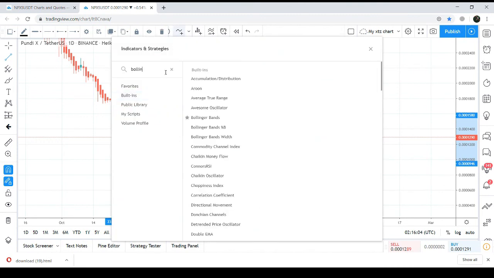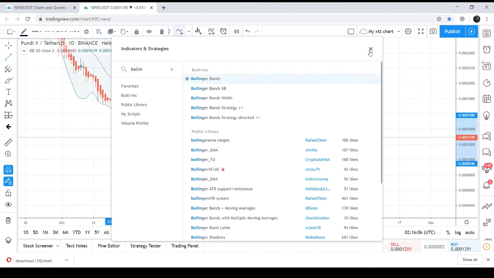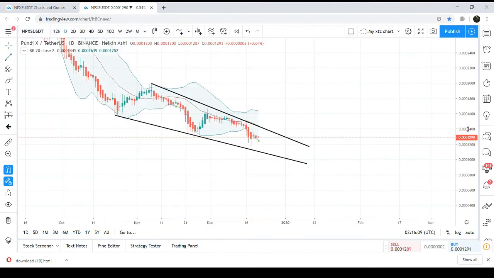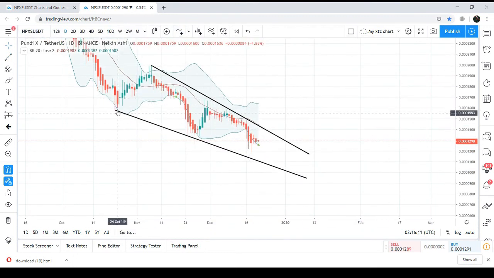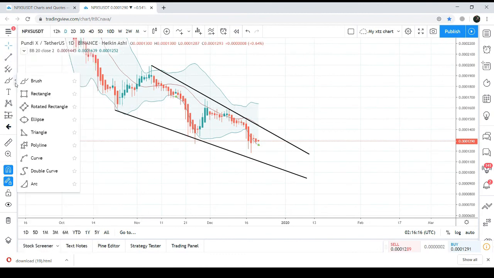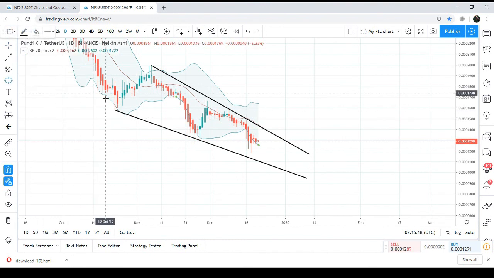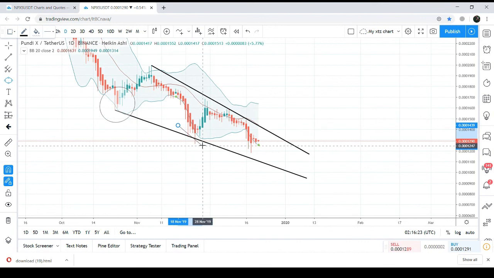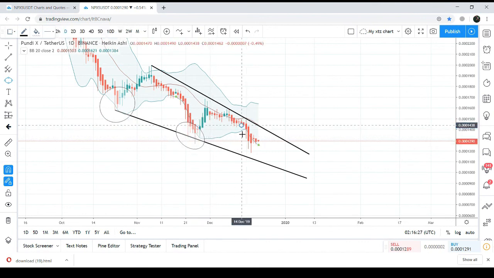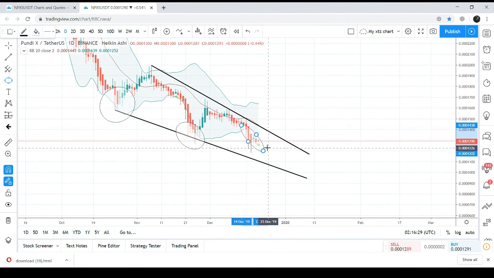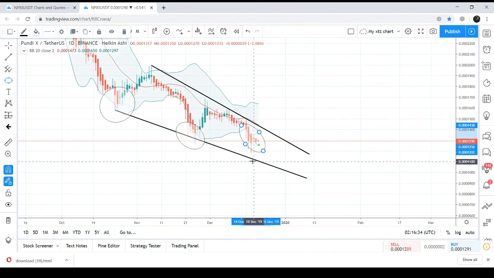And if I place the Bollinger Bands on this pattern, then we can see that whenever the price action is hitting the support of this pattern, it is also hitting the support or the lower band of the Bollinger Bands as well. This is the first touch. This is the second touch. But here we can see the price action has hit the support of the Bollinger Bands but did not hit the support of this falling wedge.